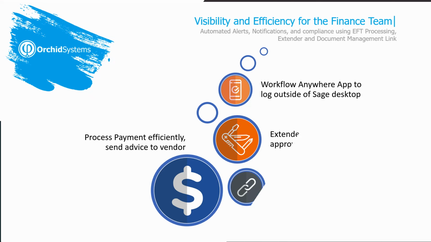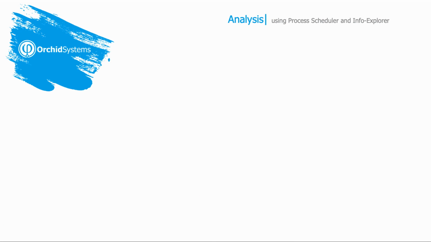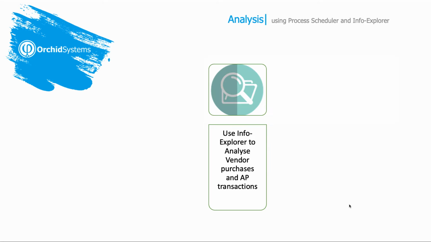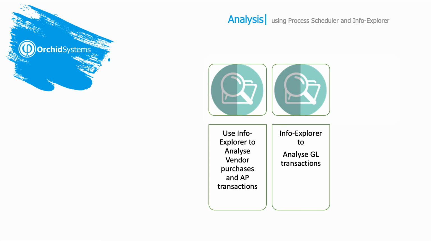In our last presentation, we will demonstrate how you can use Info Explorer to analyze Sage 300 data, in particular your vendor purchases and AP transactions. Info Explorer is a powerful business intelligence tool, a bit like a pivot table in Excel, connecting to your Sage 300 data and other ODBC databases such as Sage CRM if required.